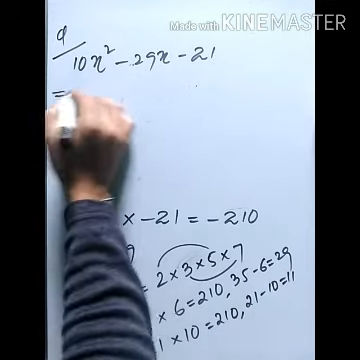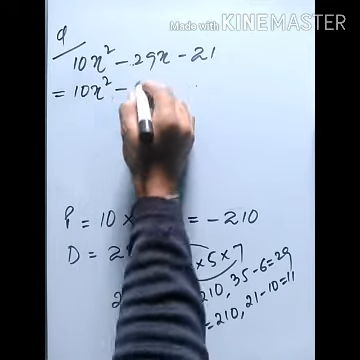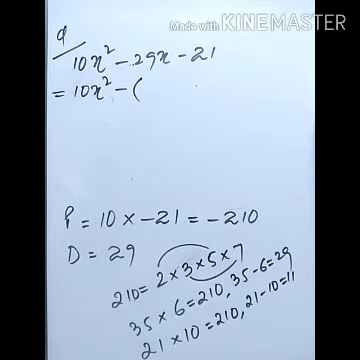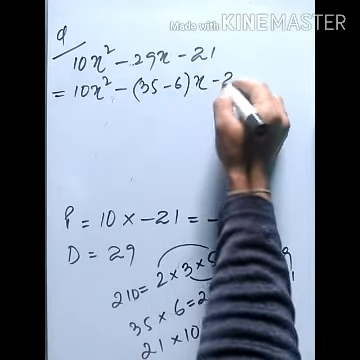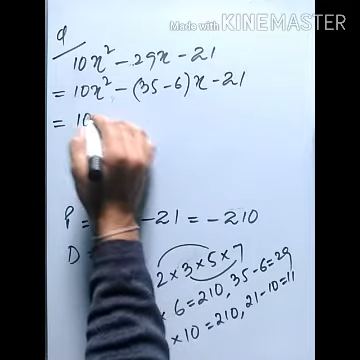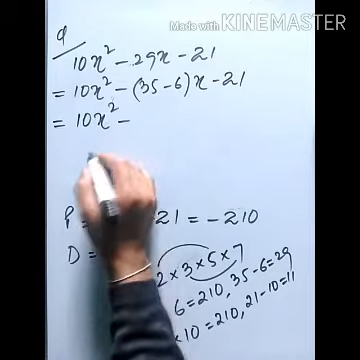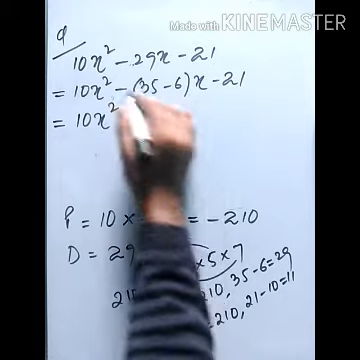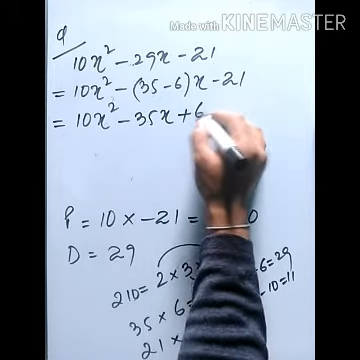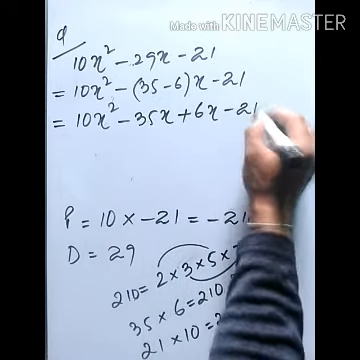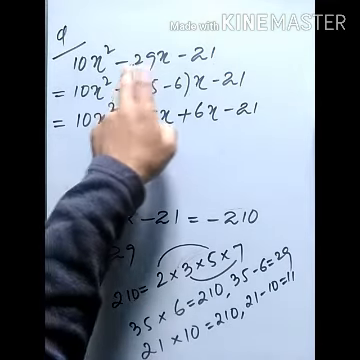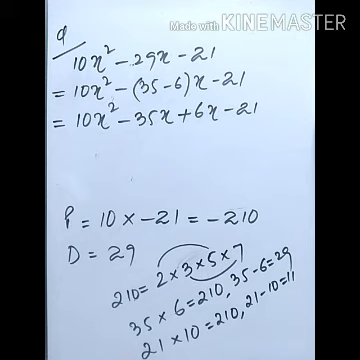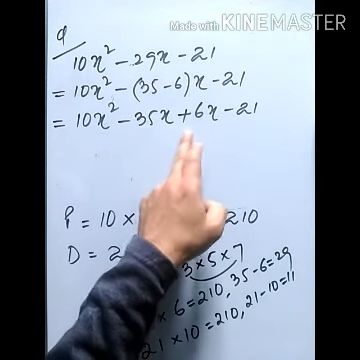So here 10x square minus, in place of this 29, I'm going to write 35 minus 6, then here 21. So 10x square minus 35x, minus into minus plus, so here 6x minus 21. This minus 29x is split in the form of minus 35x plus 6x.